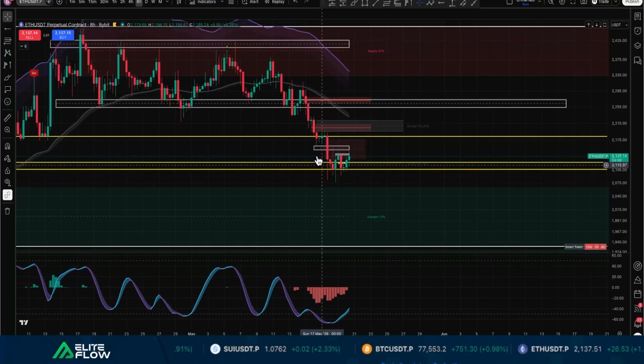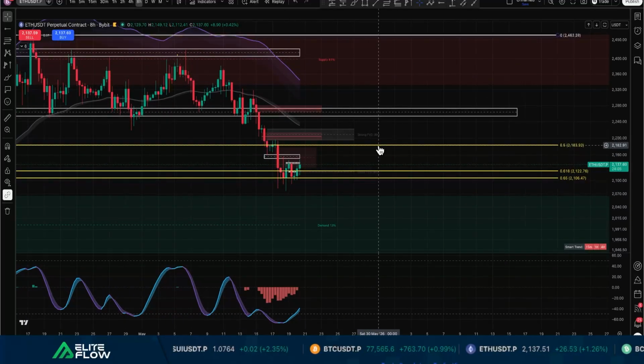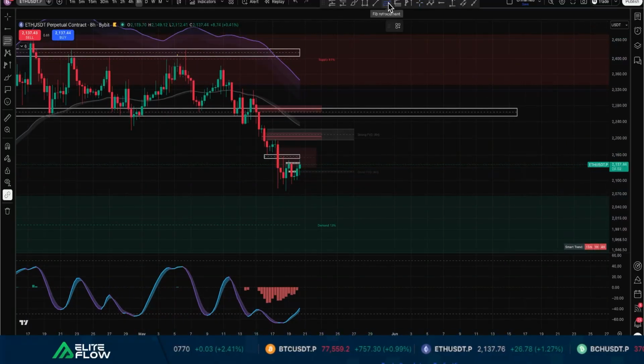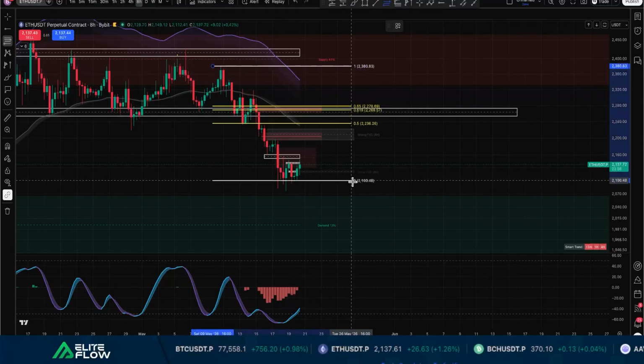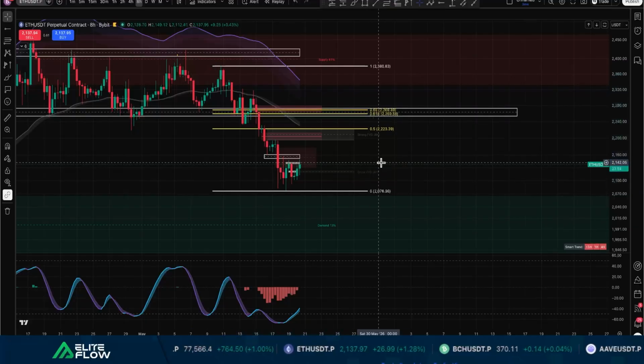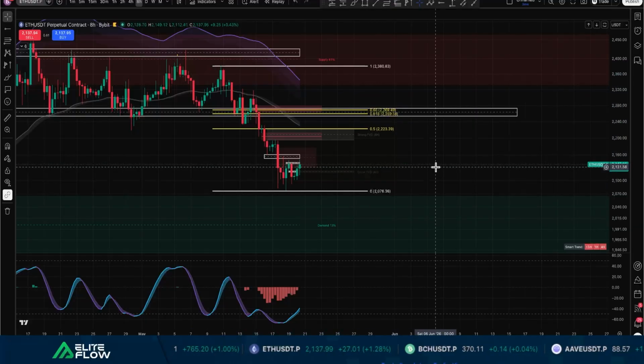Very readable, very nice. What can we expect? Hold on, let me delete this. I'm now going to trace a Fibonacci retracement from this whole impulsive phase down, from the top there down to the bottom there. Very similar thing to Bitcoin, okay?